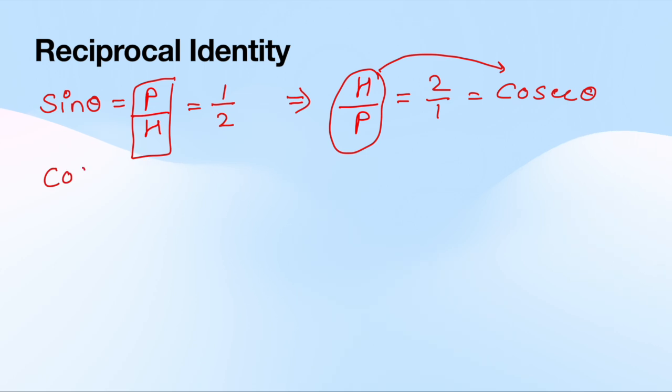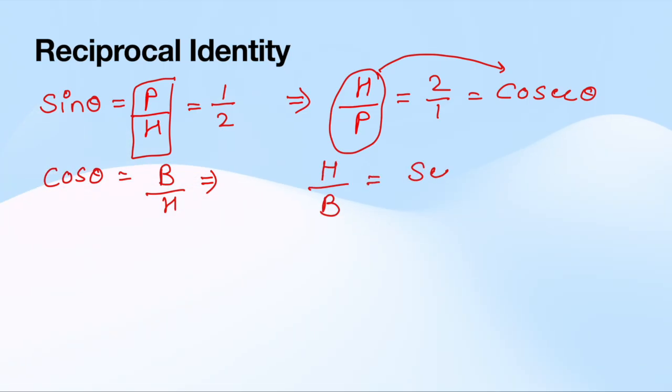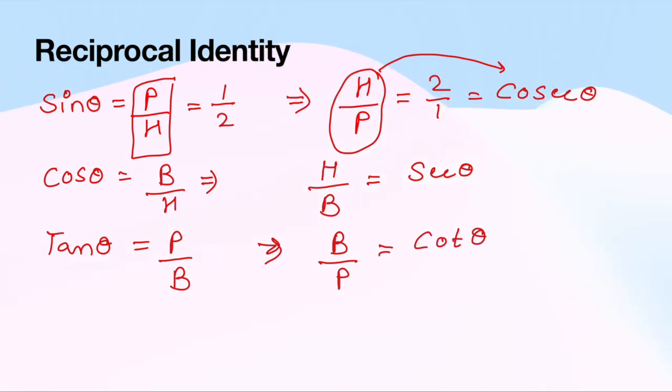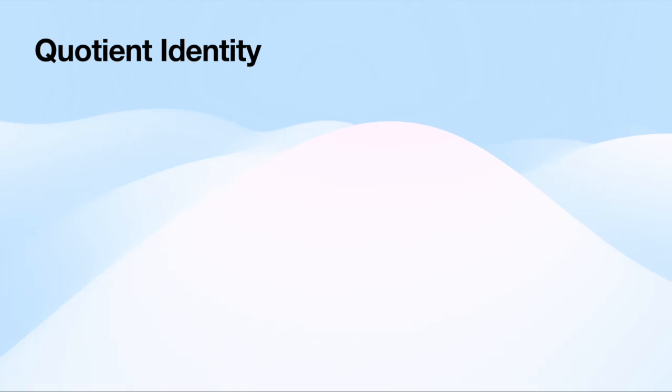Cos theta was B by H, and the opposite of it will be H by B, and that will be sec theta. Clear? What was the third one? That was tan theta. Tan theta is P by B, and just the opposite of it will be B by P, and that will be known as cot theta. So sine theta, cos theta, tan theta, and their opposites are cosec, sec and cot. Hope it is clear. Now come to the next identity, that is the quotient identity.